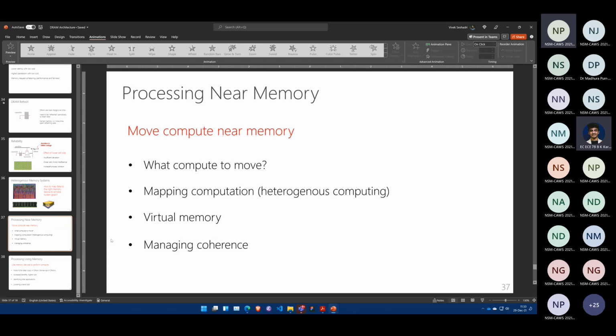Just to add to your comment, Professor Arka has not yet covered this, so I will be talking about GPUs, where I'll talk about how to communicate between GPUs and CPUs. Sure, great. Any other questions?